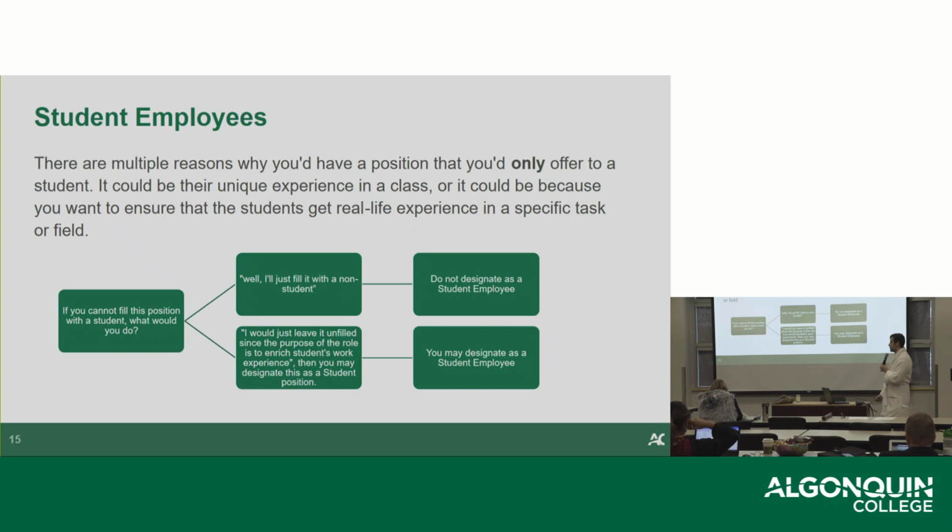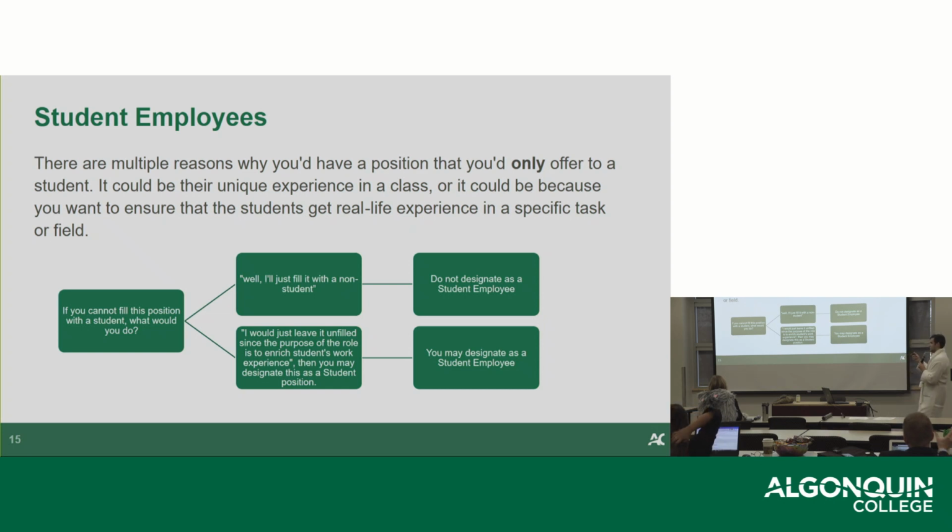If you can't fill this position with a student, what are you going to do? If you say, well, I'll just fill it with a non-student, I'll fill it with anyone else, then that's not a good reason to have a student position because you're filling it with a non-student. So don't designate this as a student position. Designate it as a temporary or casual or RPT or anything else. The idea here is if you hire it as a student and the year after you hire it as a temporary, year after back to a student, you're taking away work from the temporary, and then you're not standing true to the reason of a student employee or what it's defined as.